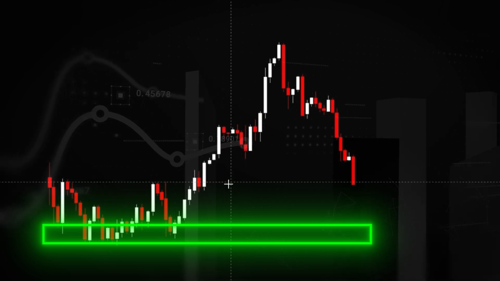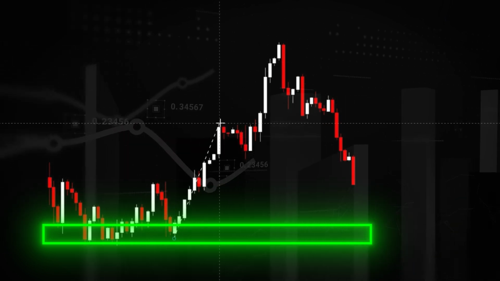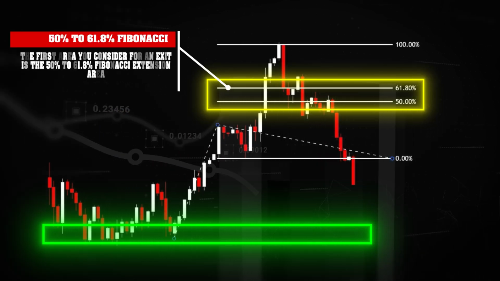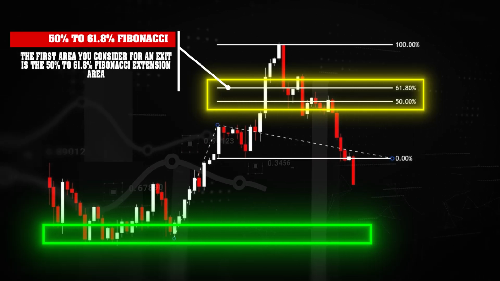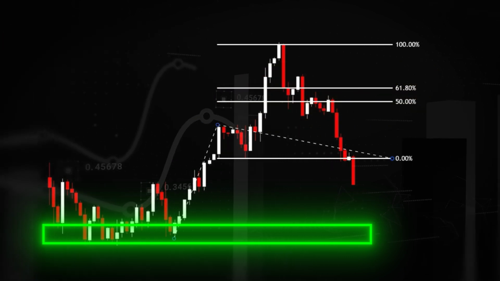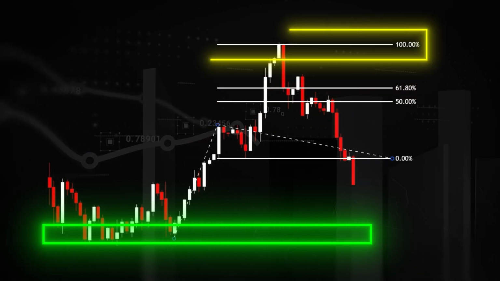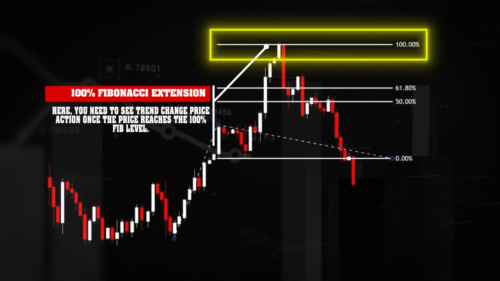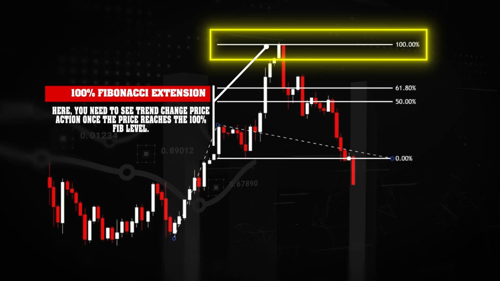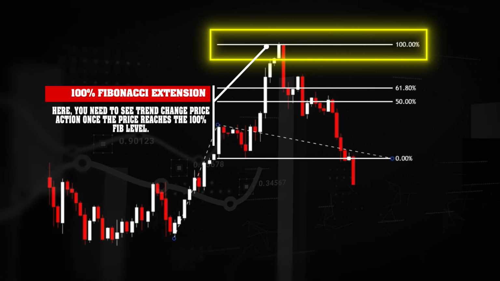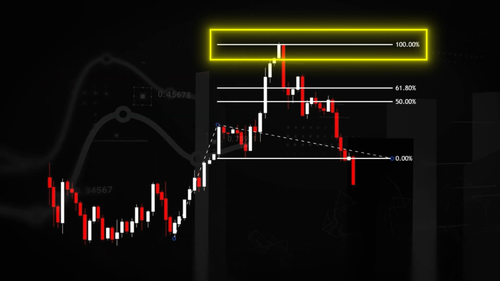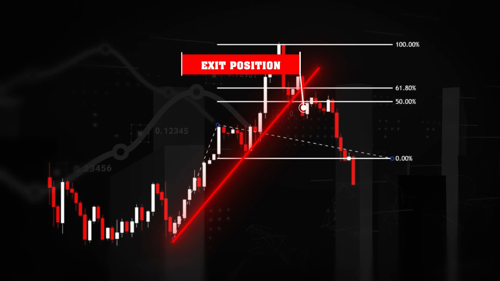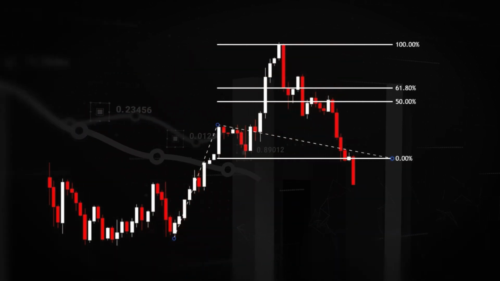You apply your Fibonacci extension tool. The first area you consider for an exit is the 50% to 61.8% Fibonacci extension area, but there is no trend change price action, and the price continues to rise. The next level you eye for a possible exit is the 100% Fibonacci extension level. Here, you need to see trend change price action once the price reaches the 100% Fib level. You identify two possible exit points, the short-term trend line here, and once you have the break, you look to manage your exit position accordingly.